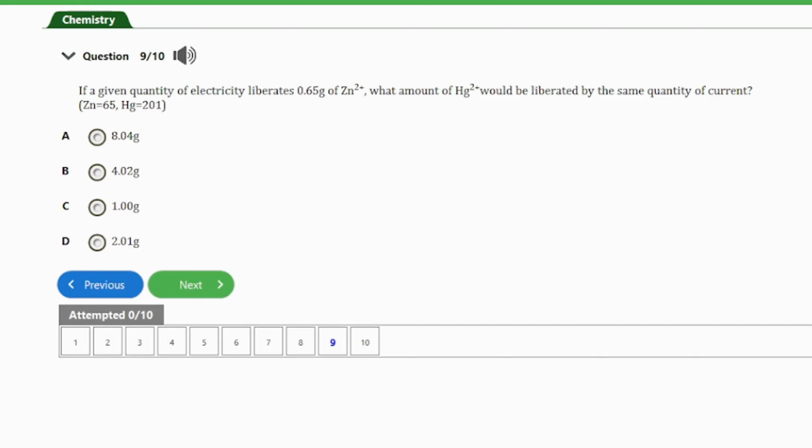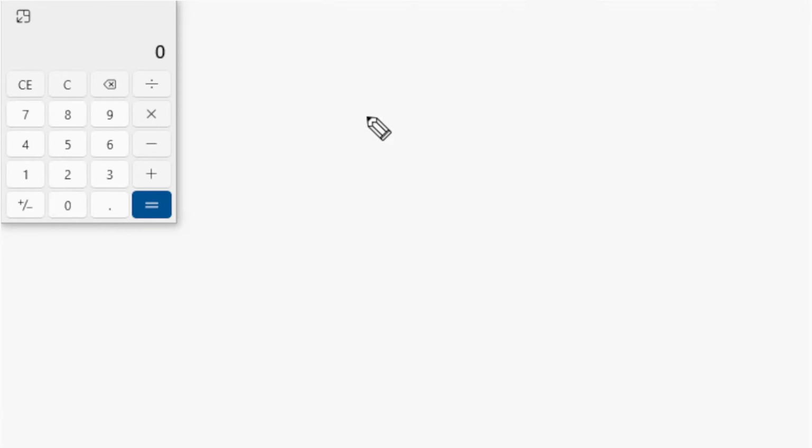So let's just quickly wipe this off, guys, and then let's solve for the next question. So the next question here is question number 9. It says, if a given quantity of electricity liberates 0.65 grams of zinc ion, what amount of mercury ion will be liberated by the same quantity of current? So guys, we want to first of all find the quantity of current here for the zinc ion. So let's simply zoom into our workspace here. So in order for us to find the quantity of current here for the zinc ion, first of all, we are going to write the expression.